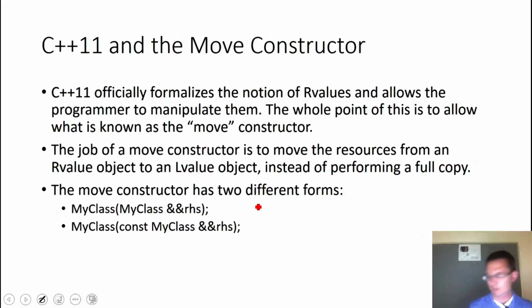So before C++11 came out, they really only had an L value. But now, after C++11, they've formalized the notion of what an R value is and allows the programmer to actually manipulate them. And the whole point of this is to allow what is known as the move constructor. The move constructor's job is to move resources from an R value to an L value without doing all the copying. Okay, it's a performance optimization.